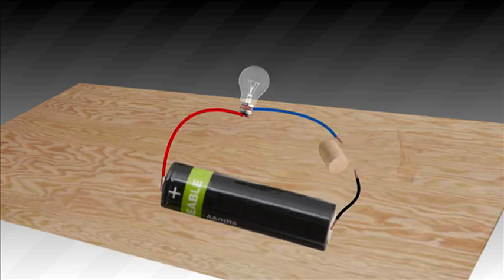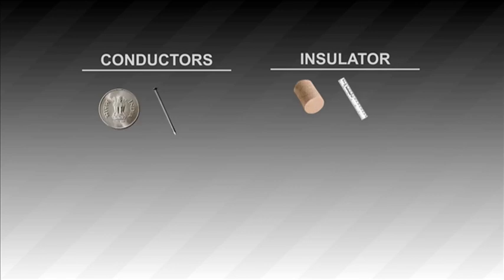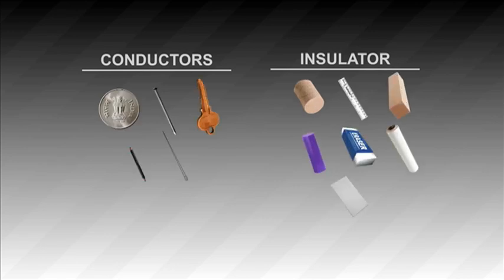We saw that the bulb does not glow with some materials, which means these materials do not allow electricity to pass through them. Whereas some materials allow electricity to pass through them, which is indicated by the glowing of our bulb. These materials which allow electricity to pass through are called conductors. Now students, can you guess what insulators are? Correct. Insulators are the materials which do not allow electricity to pass through them.